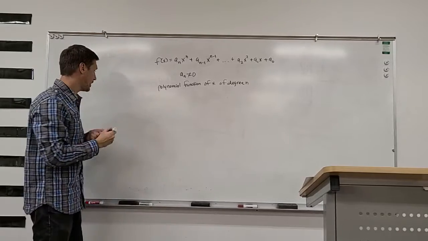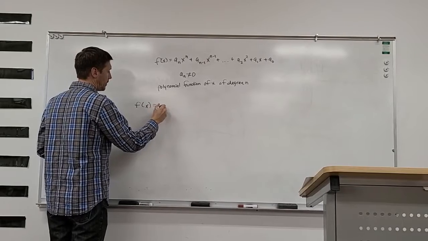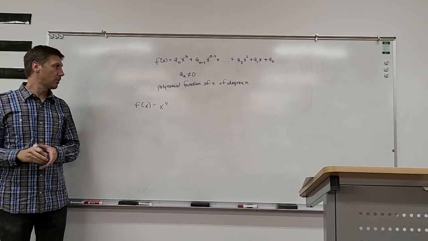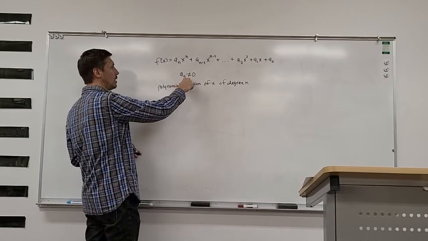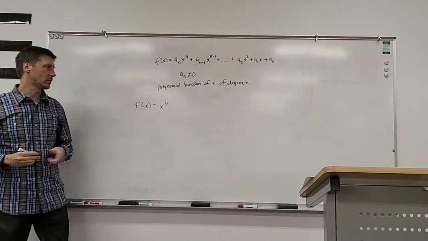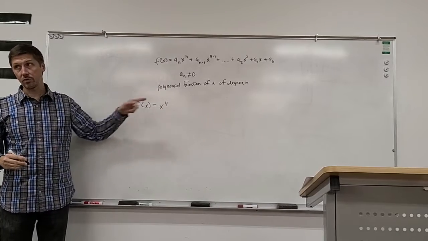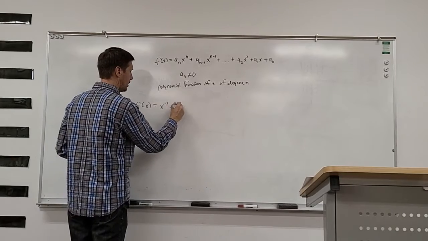So I could just have f of x equals x to the 4th, and by this definition, because the only thing that can't be 0 is a of n, all of the others could be 0. And so this is a polynomial function of x of degree 4. So this is a 4th degree polynomial function, right? And of course you can have other terms after it.